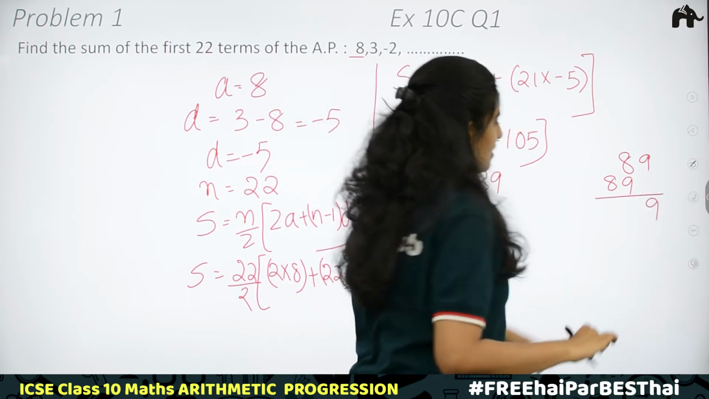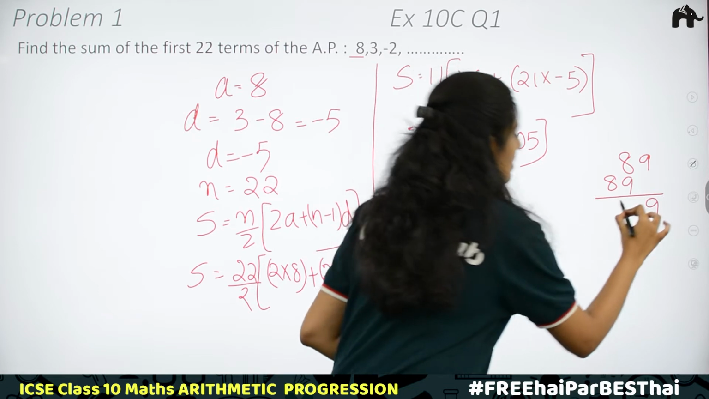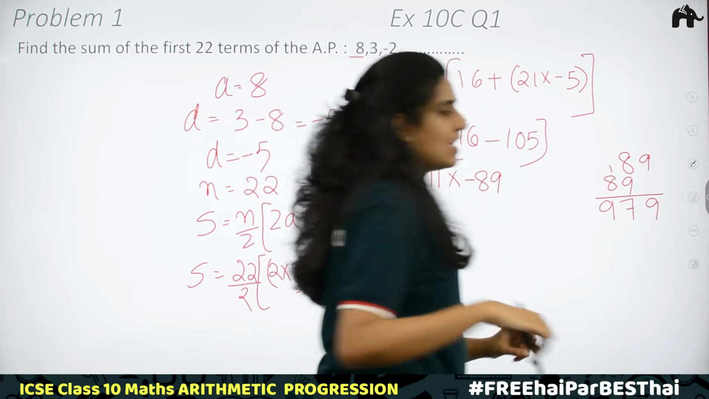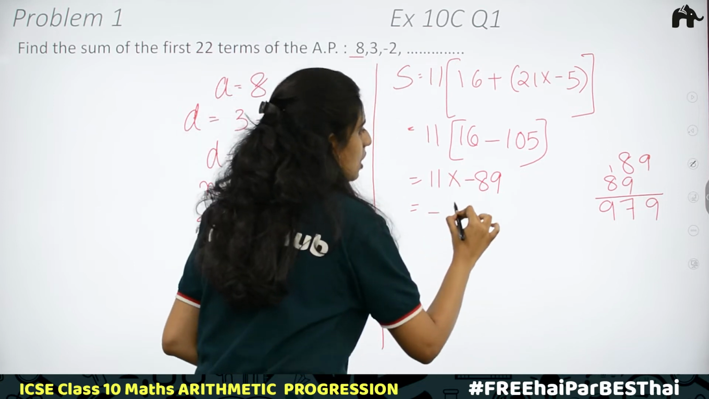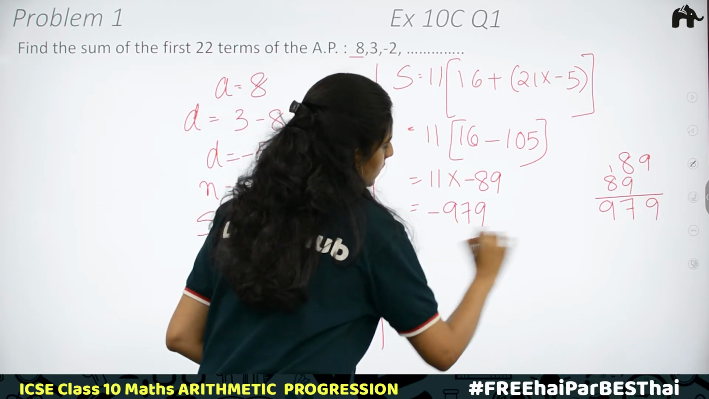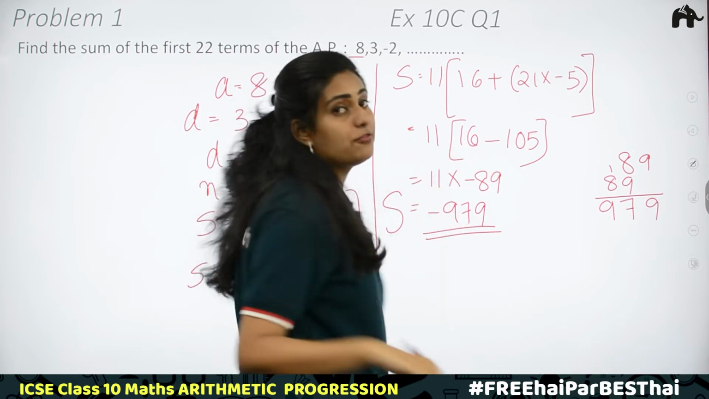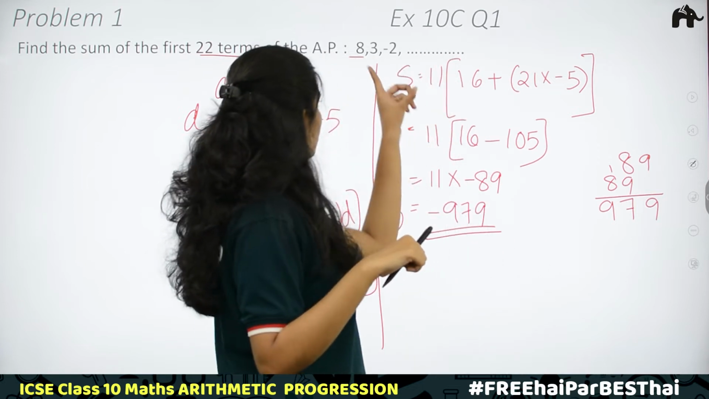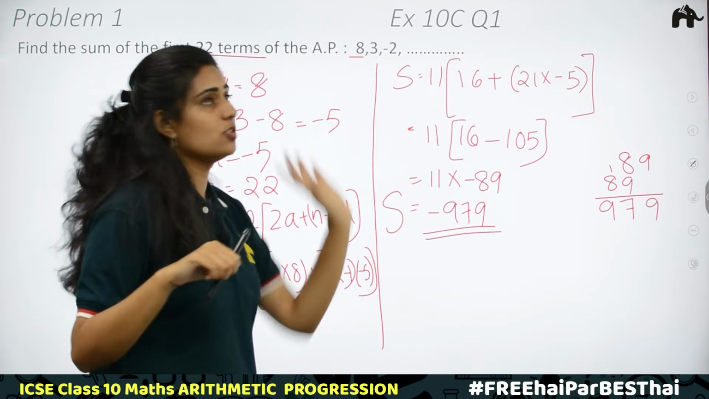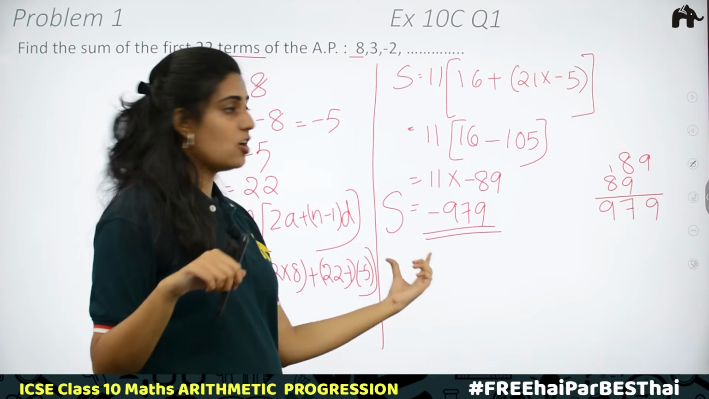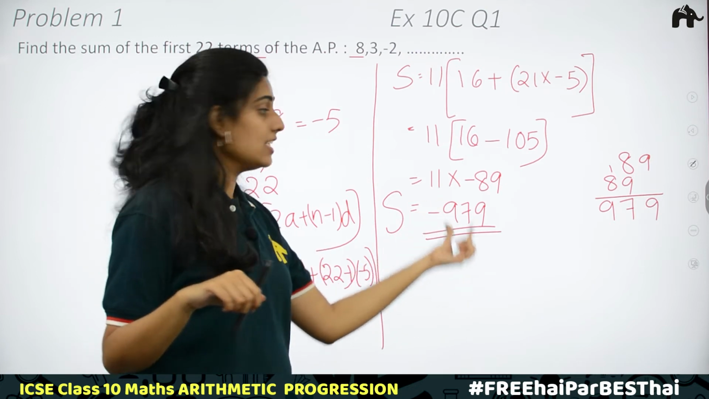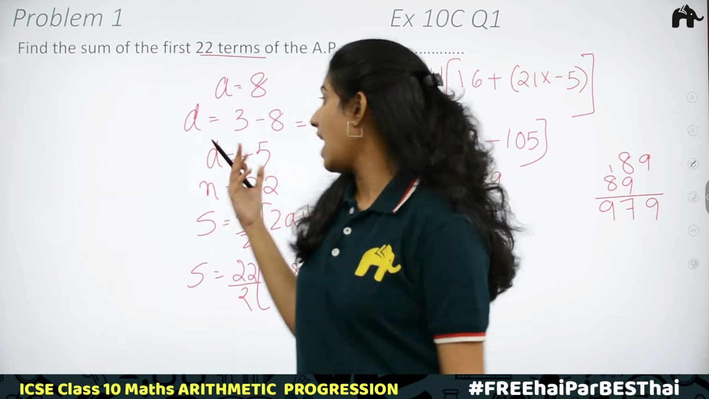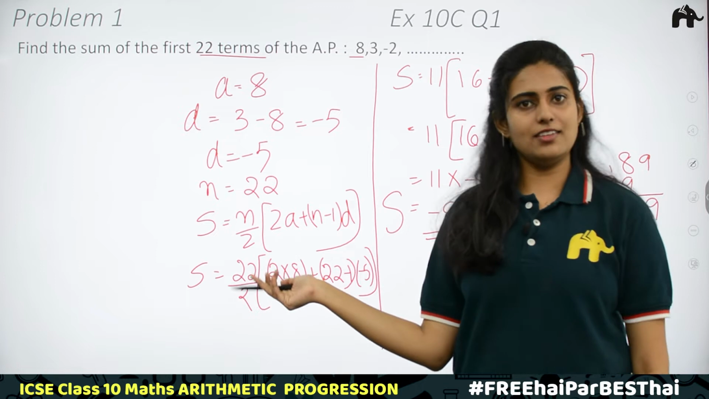Here we get a 9. 8 plus 9 is 17. 1 carry. 8 plus 1, 9. 979. We have a negative sign. Minus 979. Okay. This is the sum of first 22 terms of the AP containing terms 8, 3, minus 2, etc. Clear? We got the sum is equal to minus 979. Okay. We just have to substitute the values of a, d and n in the formula. Nothing else to do here.